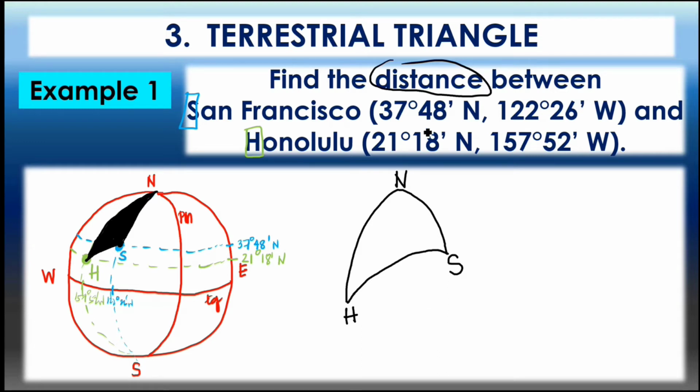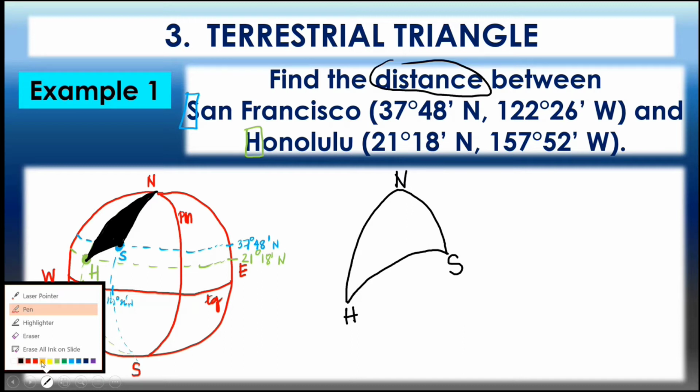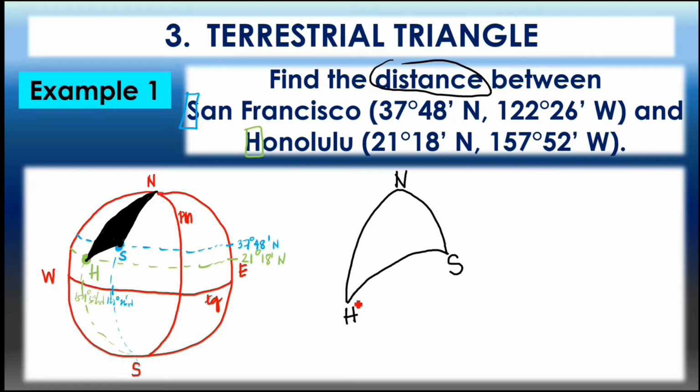Next, how are we going to solve for the distance? As you can see, this is actually an oblique spherical triangle, and we can solve it using the law of cosines. But before we solve for this, if you can remember, for the law of cosines we use the letters A, B, and C. To make it easier, you just assign letters first. For example, your H will be your A, and then San Francisco, which is the S, will be B.